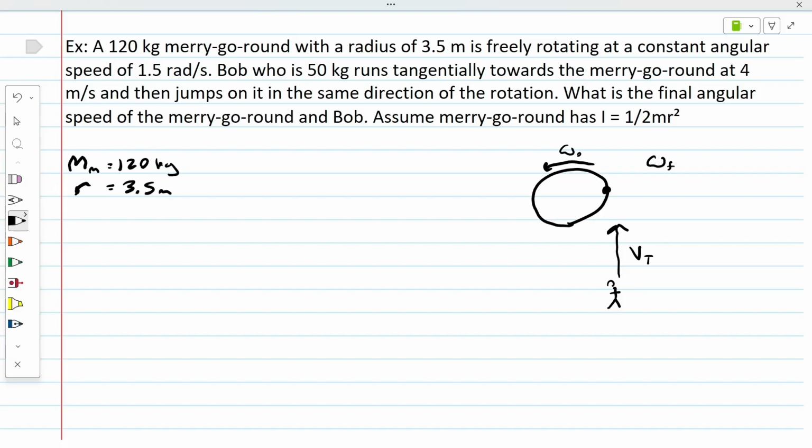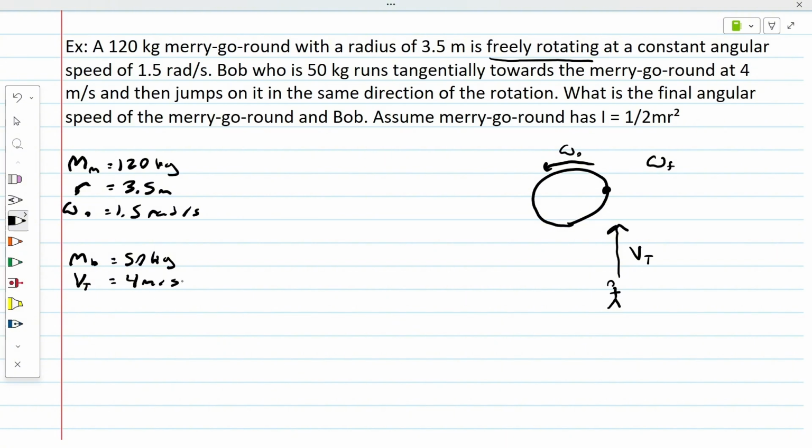It's freely rotating, so we can assume there's no friction when it's rotating, so it's at a constant angular speed, which initially is 1.5 radians per second. And then we have Bob, so the mass of Bob is 50 kilograms, and he's running tangentially to the merry-go-round at 4 meters per second. So we'll say his tangential velocity is 4 meters per second.